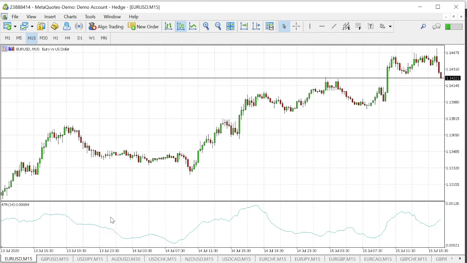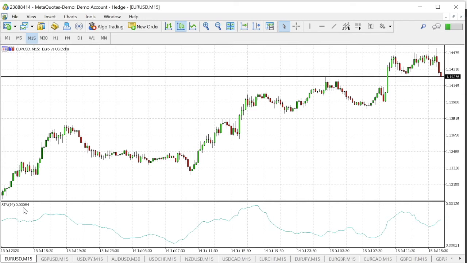This is the ATR indicator as illustrated by this line. The trend of this line isn't important, but what is important is this number over here. Right now it is currently reading 0.00084, which means that the price is fluctuating at around 8.4 pips.